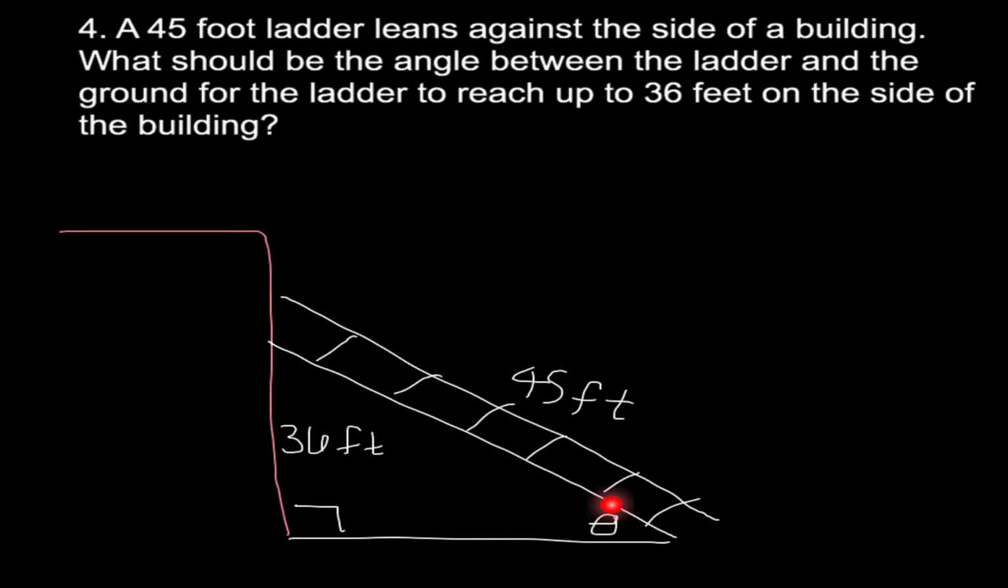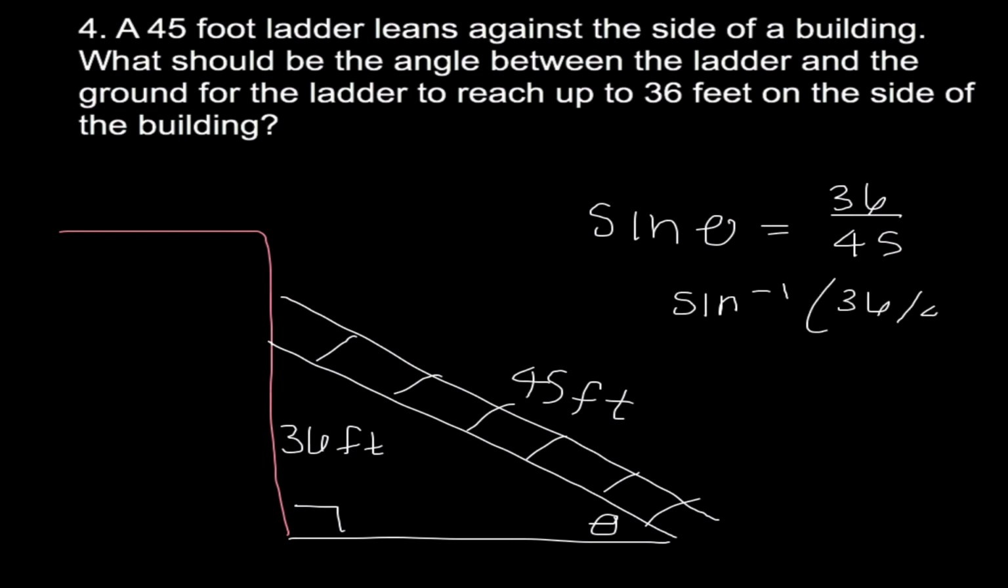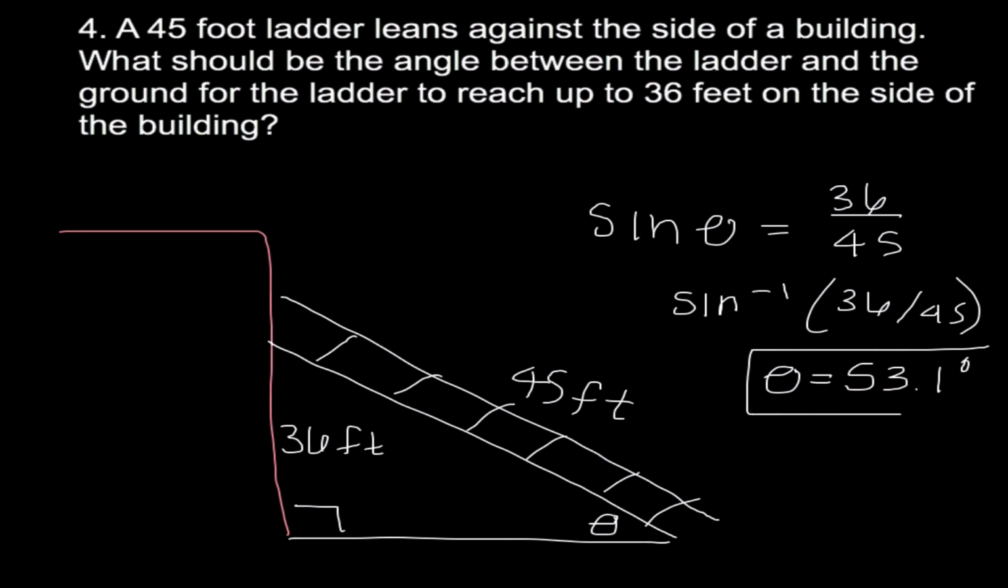So this time, in reference to our angle that we're trying to find, we have the opposite and the hypotenuse, so I'm going to use sine. So sine of theta equals 36 over 45. So in my calculator, I'm going to do sine inverse, 36 divided by 45, and I get that theta equals 53.1 degrees.